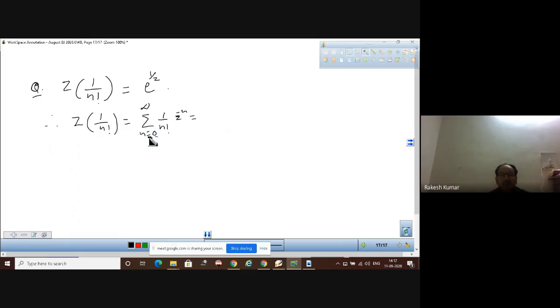You can open the summation now. For n is 0, it will come out to be 1. For n is equal to 1, it will come out to be z raised to power minus 1 upon 1 factorial. For n is equal to 2, it will be z raised to power minus 2 upon 2 factorial, plus z raised to power minus 3 upon 3 factorial. Now you know what this is. If you remember the formula of e raised to power x, it is a very important expansion: 1 plus x plus x square upon 2 factorial plus x cube upon 3 factorial plus so on.